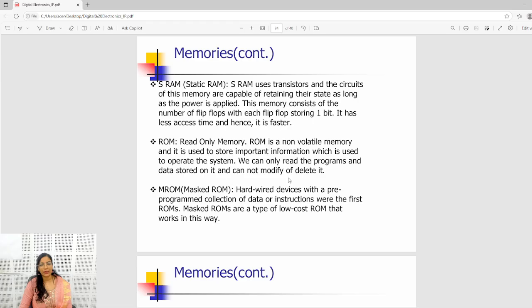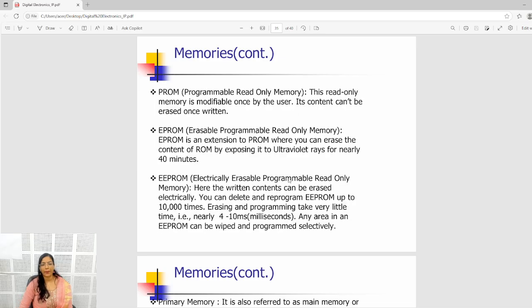We can only read the programs and data stored on it. We cannot modify or delete it. So the masked ROM is the next classification, which is hardwired devices with a pre-programmed collection of data or instructions. These were the first ROMs. Masked ROMs are a type of low-cost ROM that works in this way.